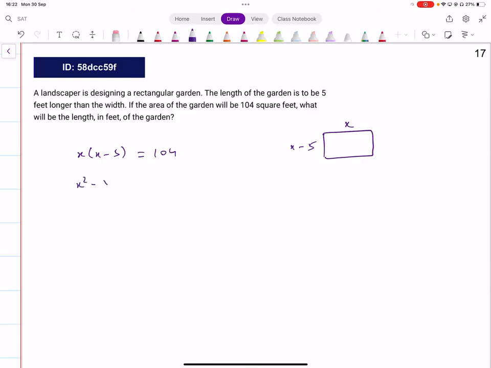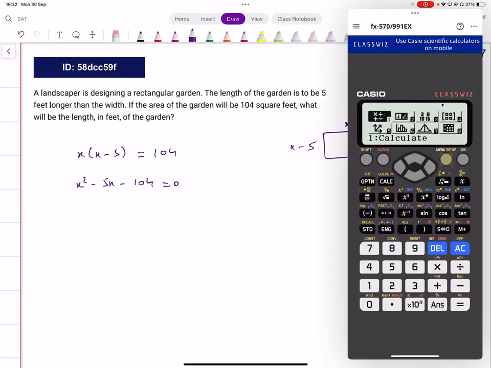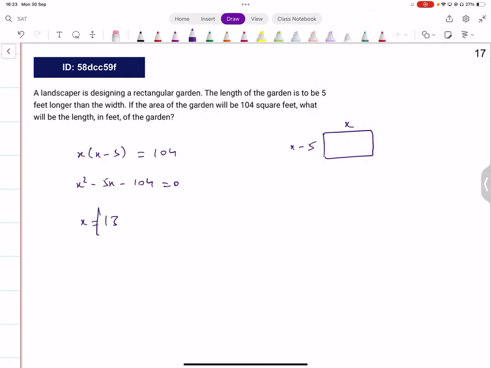That gives us x squared minus 5x minus 104 equal to 0. Solve this equation directly on your calculator or on Desmos and see what that gives you. 1, minus 5, minus 104, and that's giving me 13. The other value is negative. Length cannot be negative, so 13 is your answer.